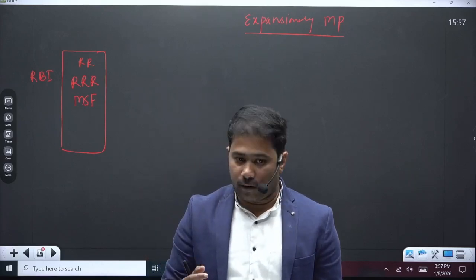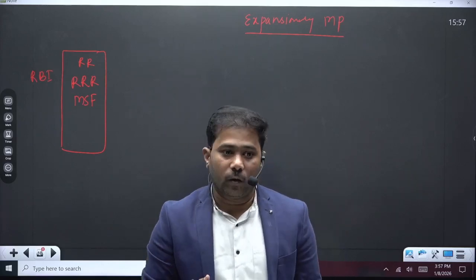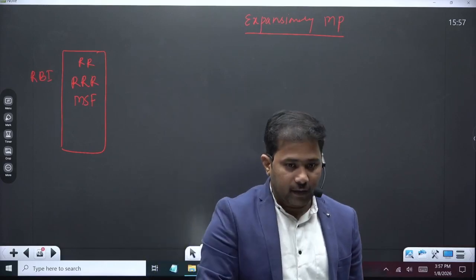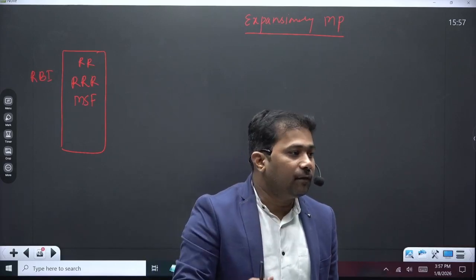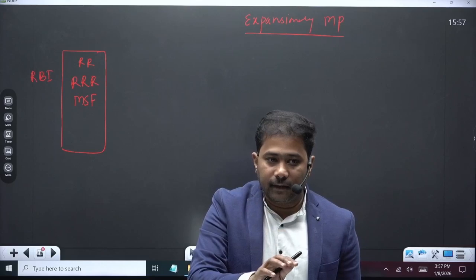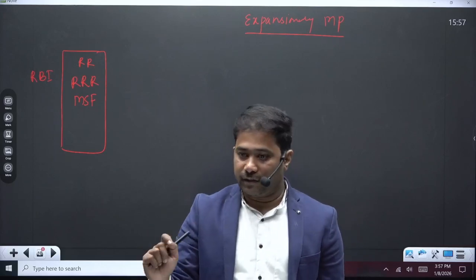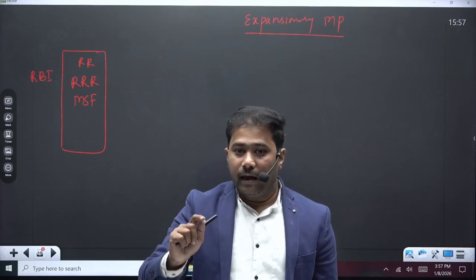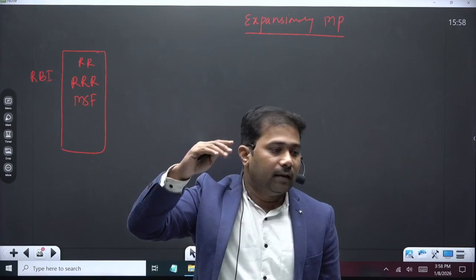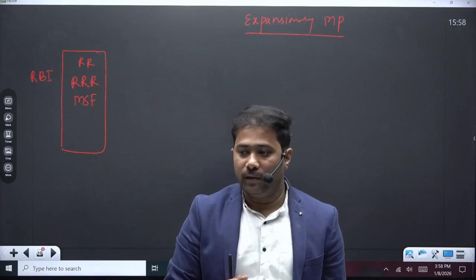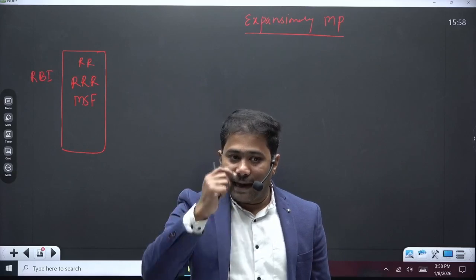But what will happen at the time of Diwali? What will happen in the festival season? Everyone wants to purchase new things, so everyone is withdrawing money from the bank. In that case, a liquidity problem arises. In that case, after a certain limit, they won't get the loan from the RBI.